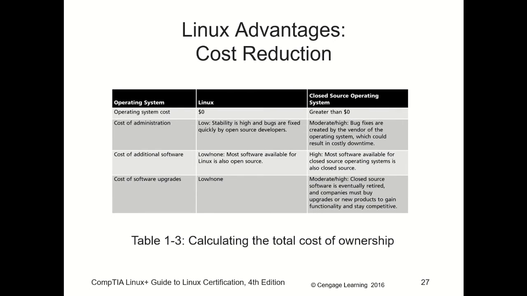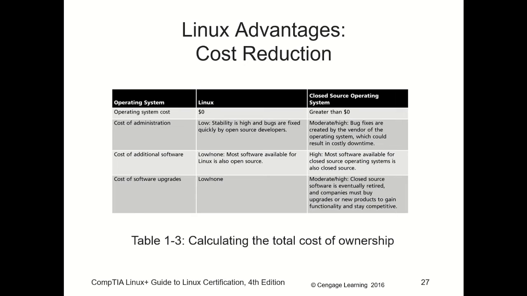So you have the operating system, and you see there is a calculation, some chart. Operating system cost is $0. Any other vendor related operating system is non-zero. The cost of administration is low because it's highly stable and bugs are fixed quickly by open source developers. For a closed source operating system, the cost of administration is moderate or high.